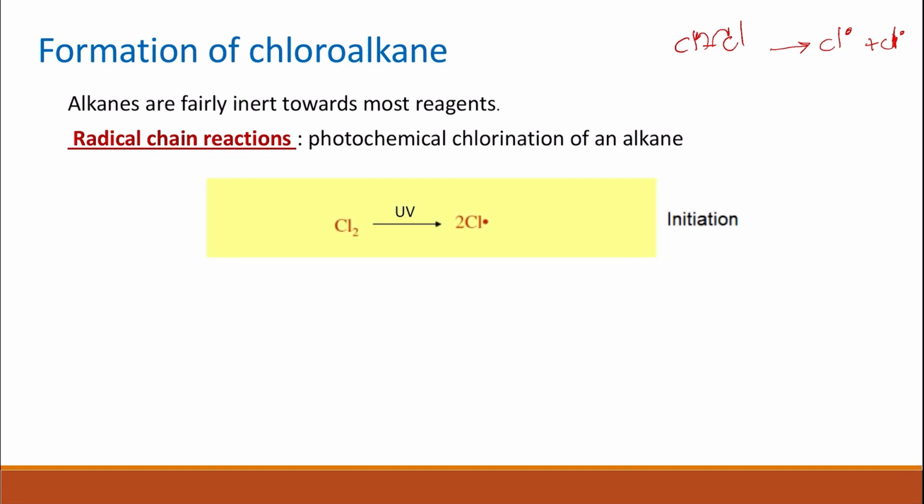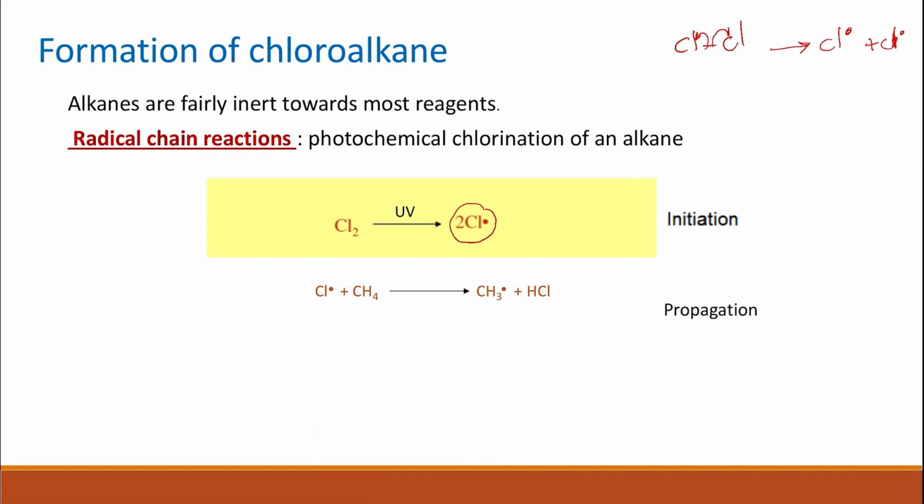The first step in the reaction is the initiation step. In the initiation step, we have the chlorine gas, which is subjected to UV light. UV light will initiate the homolytic fission of the bond between the chlorine atoms. That will lead to formation of the chlorine free radical. The chlorine free radical then will start the propagation step, or will start the chain reaction.